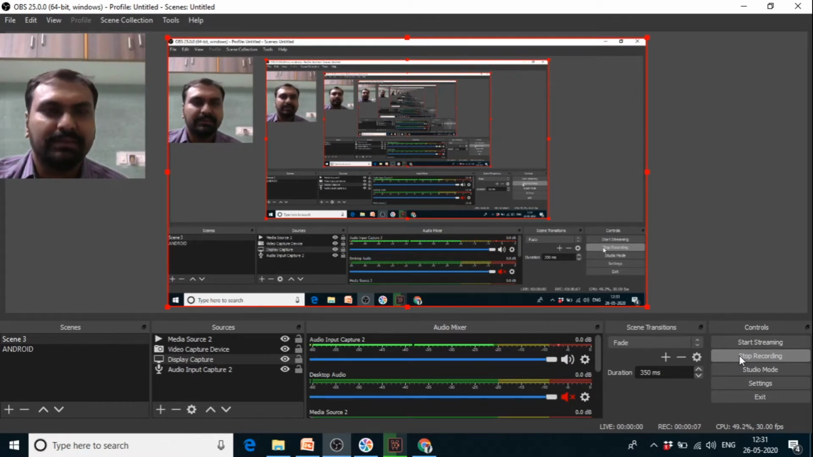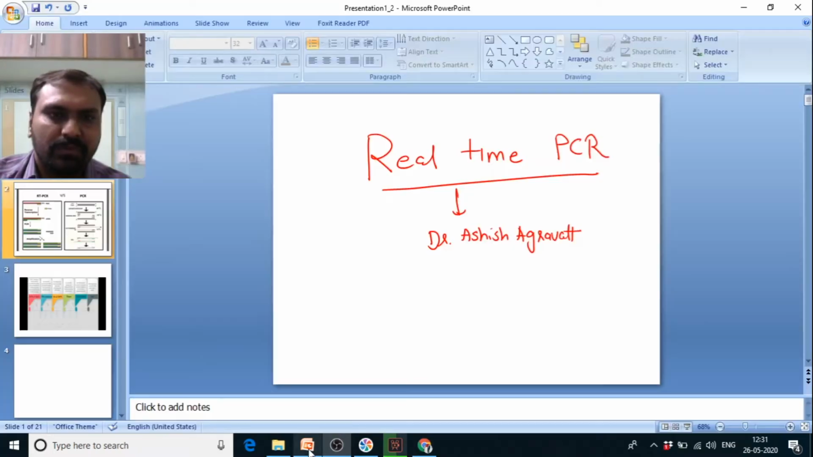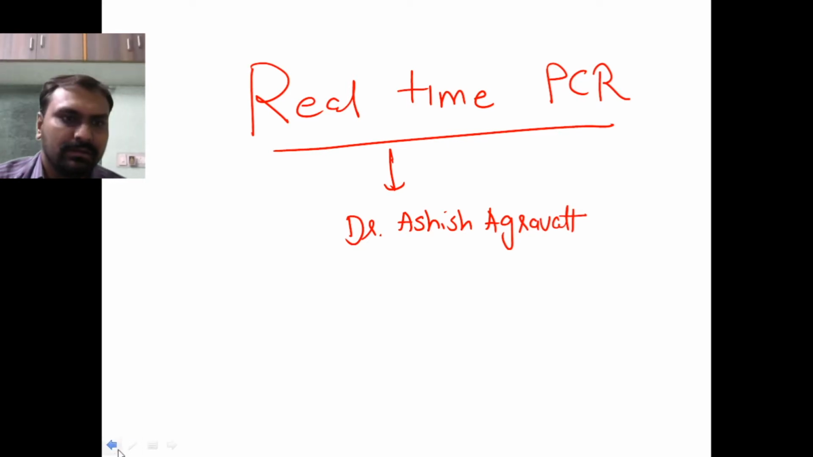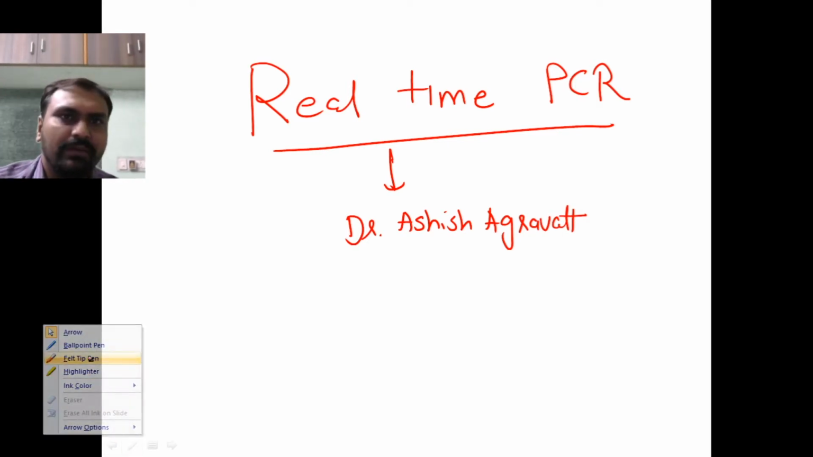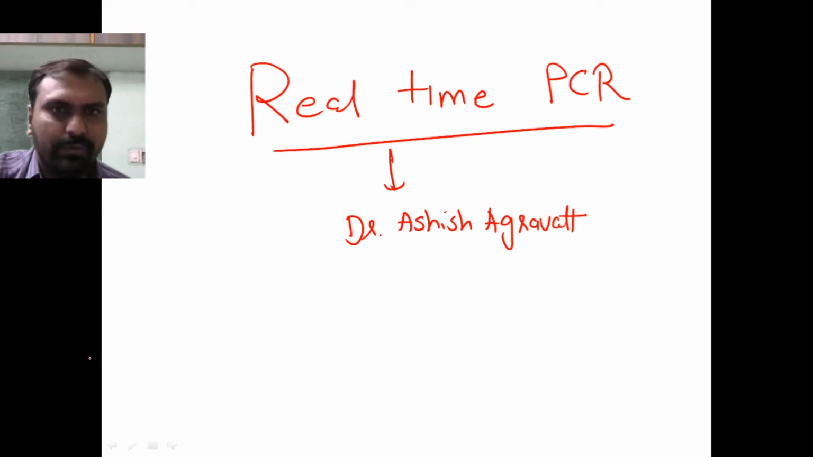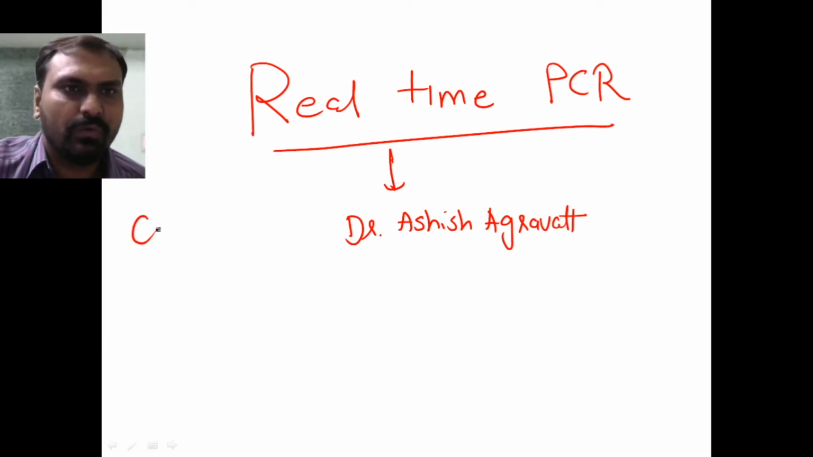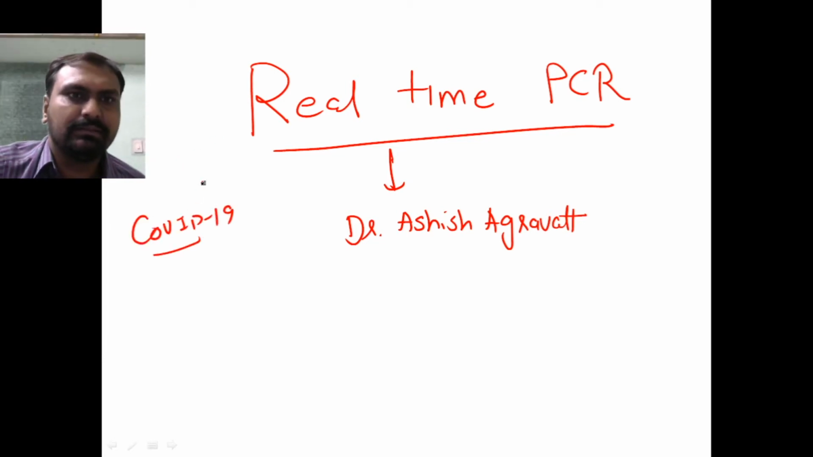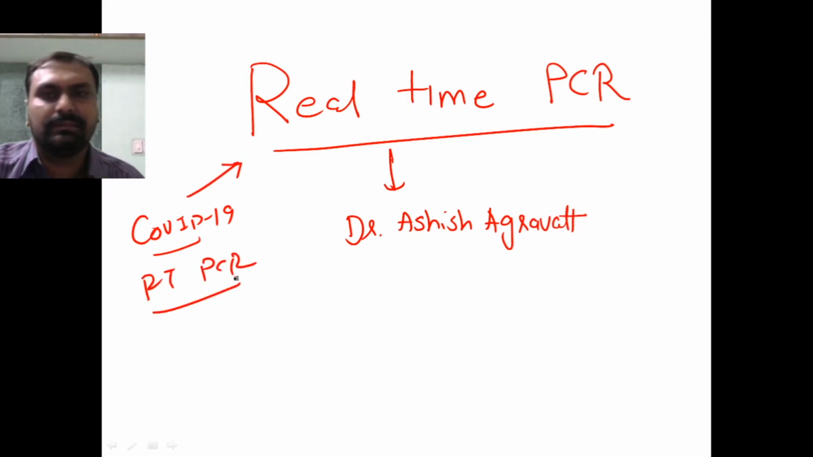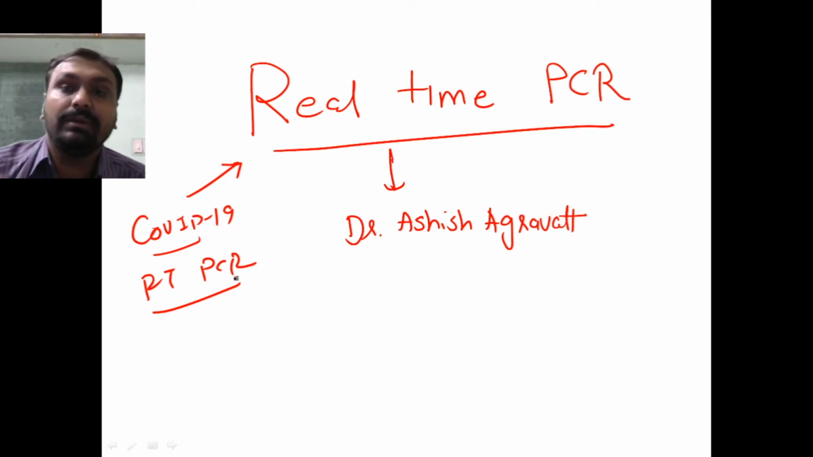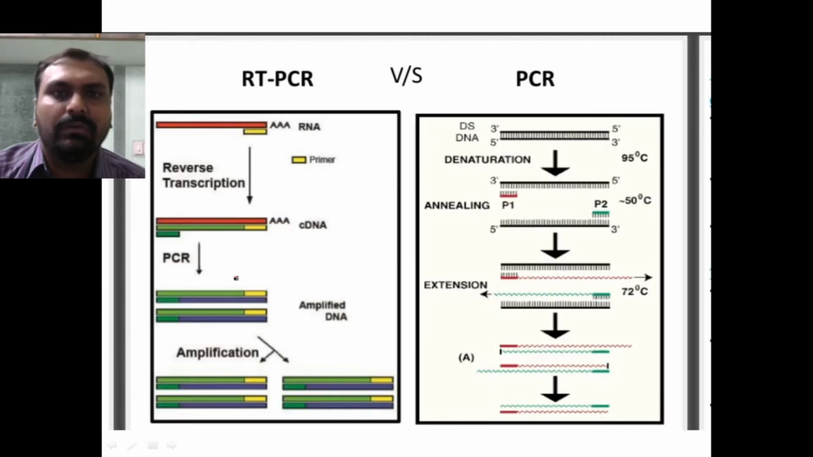Today I am going to discuss the real-time PCR. It is also called RT-PCR. You have heard that coronavirus can be detected. COVID-19, this virus, can be detected by RT-PCR. So how does this real-time PCR work and how is it different from the PCR? You can see my video about the PCR. So how is it different?